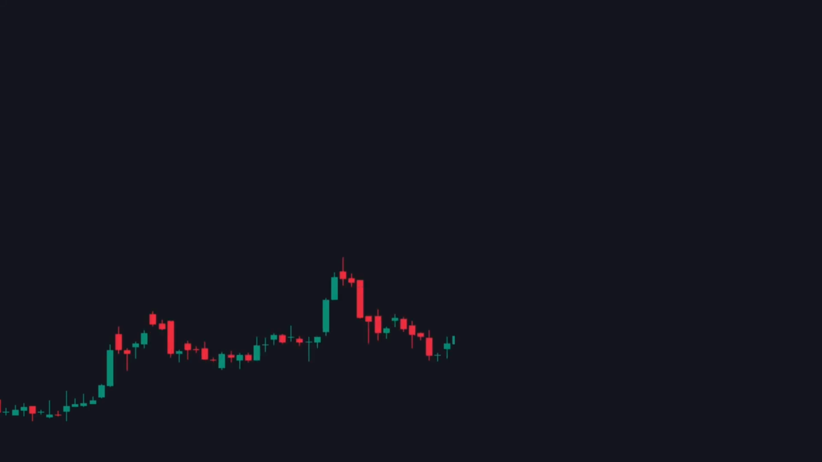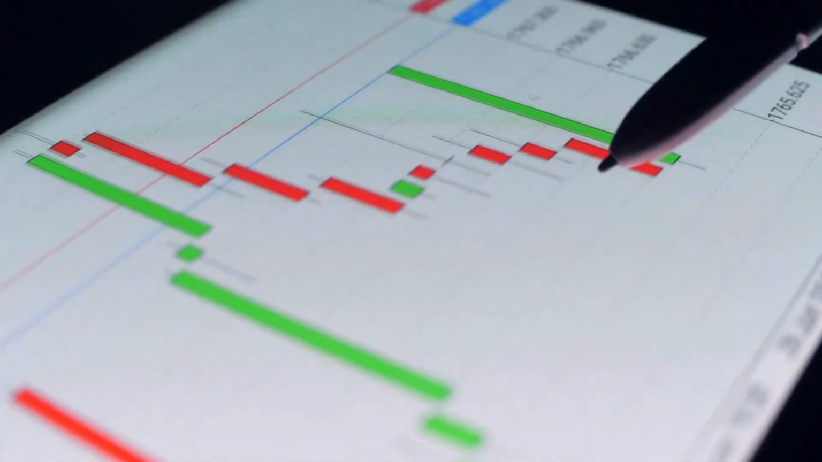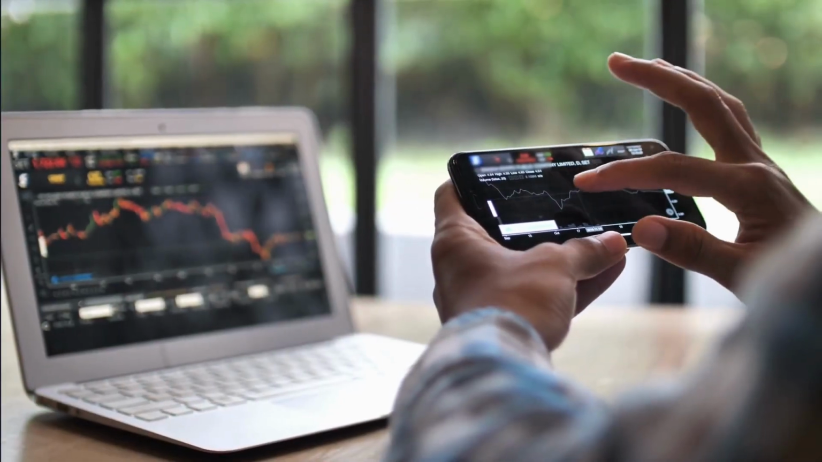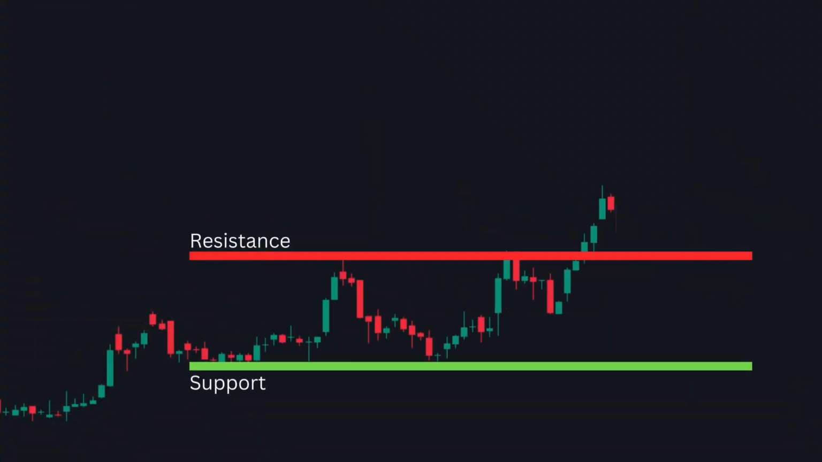In today's video, I will tell you the correct way to draw support and resistance levels. Support and resistance is an amazing technique used in technical analysis, but still, most beginner traders use it incorrectly, due to which they have to face heavy losses. So, without wasting any time, let's start the video.